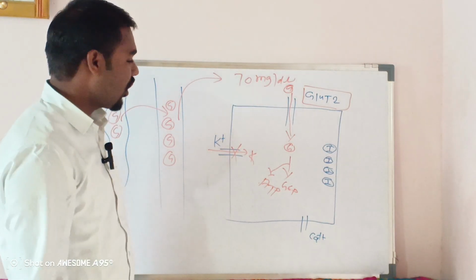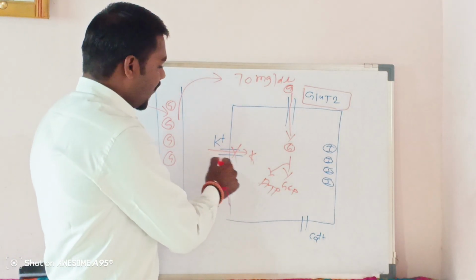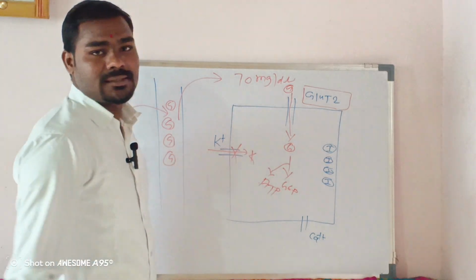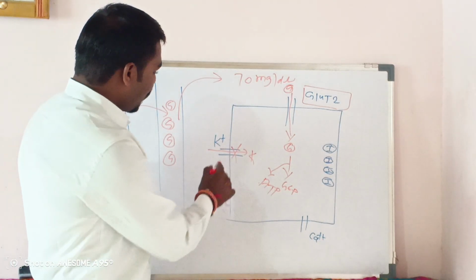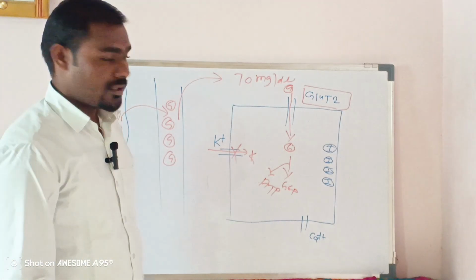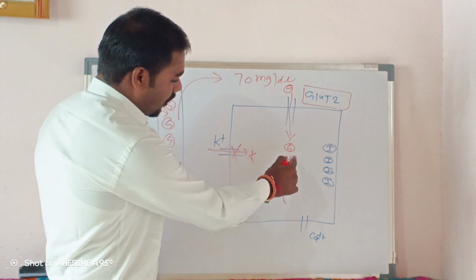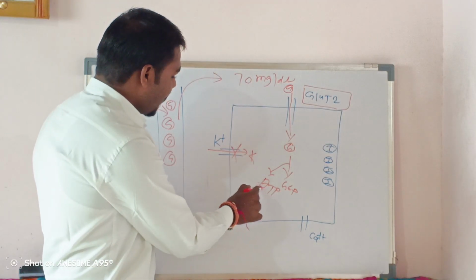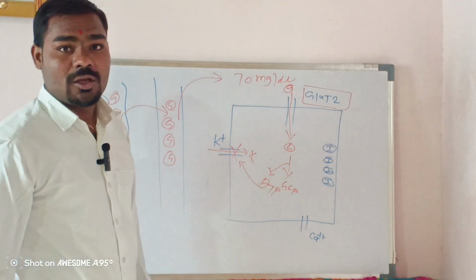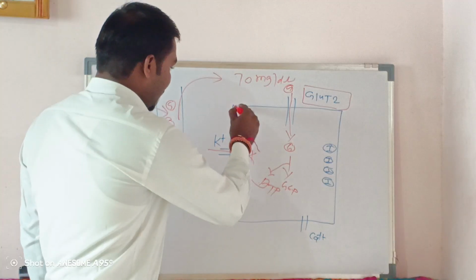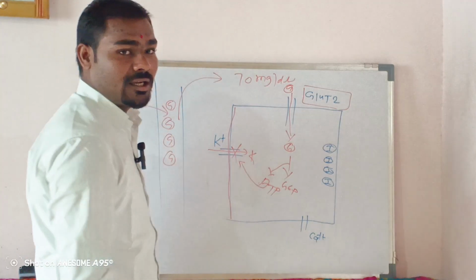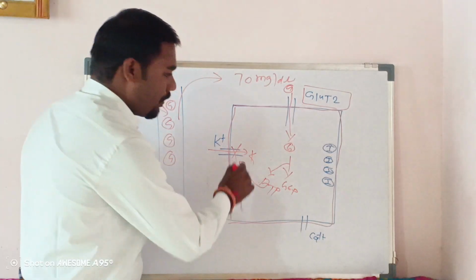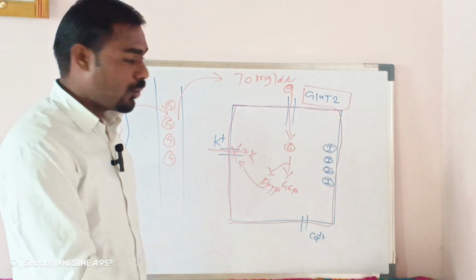Normally, potassium influx occurs, that is, entry of potassium into the beta cell of the pancreas occurs. But this potassium channel is ATP sensitive, and during the process of phosphorylation, 1 ATP is released, and this ATP inhibits the potassium channel. Because of this, the membrane of the beta cell of the pancreas gets depolarized.